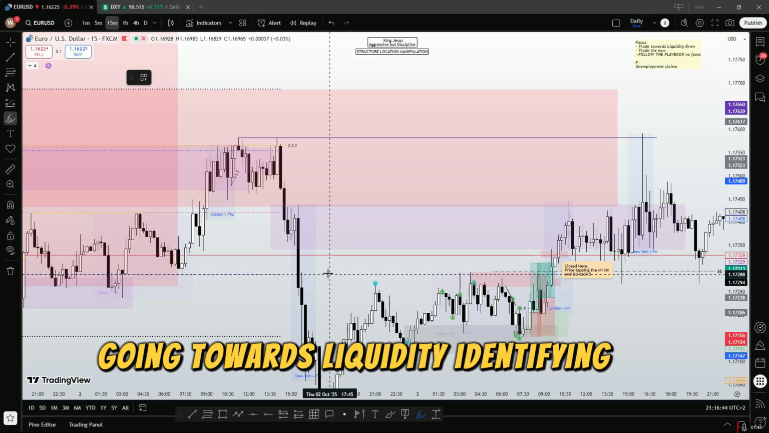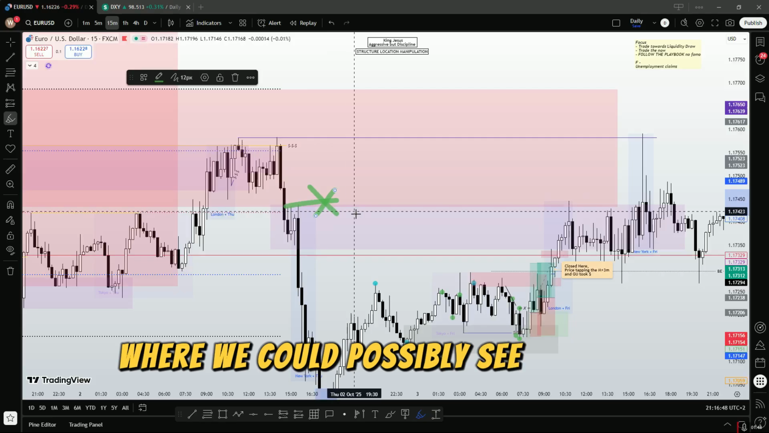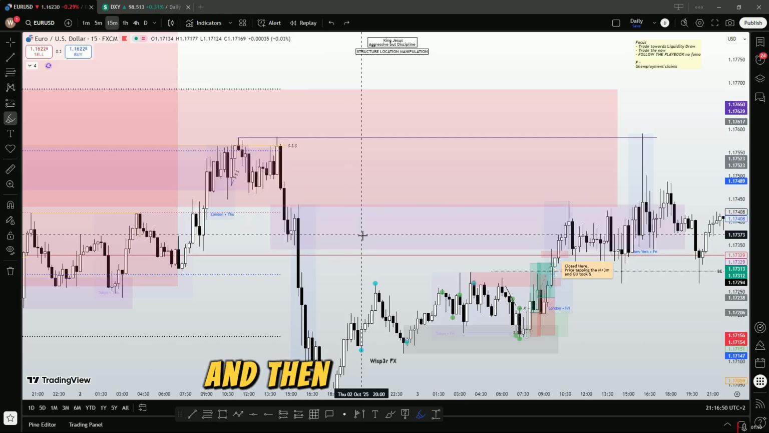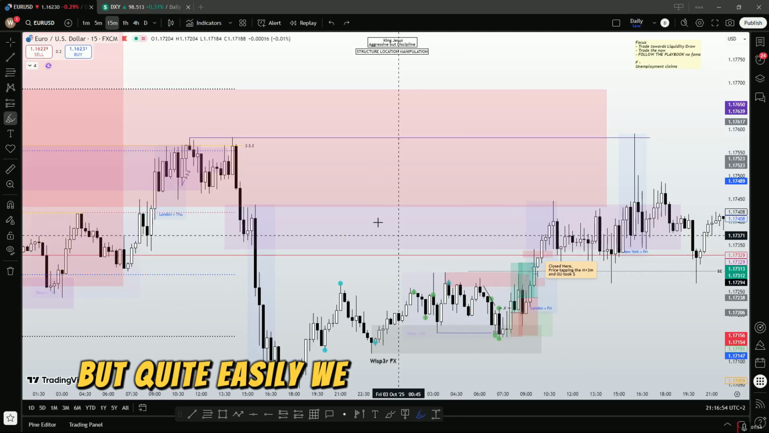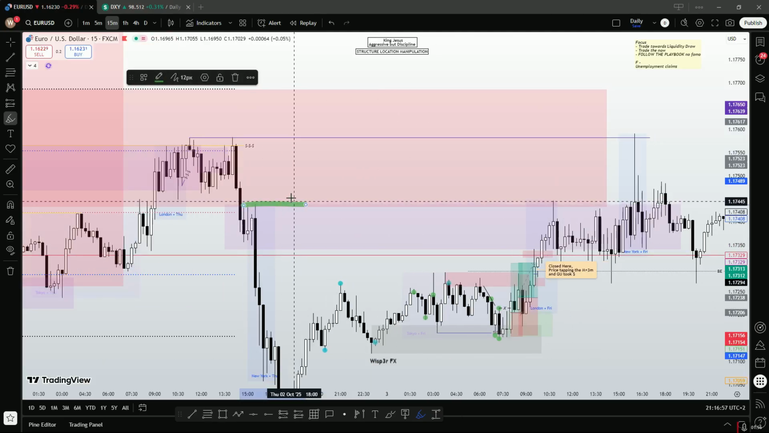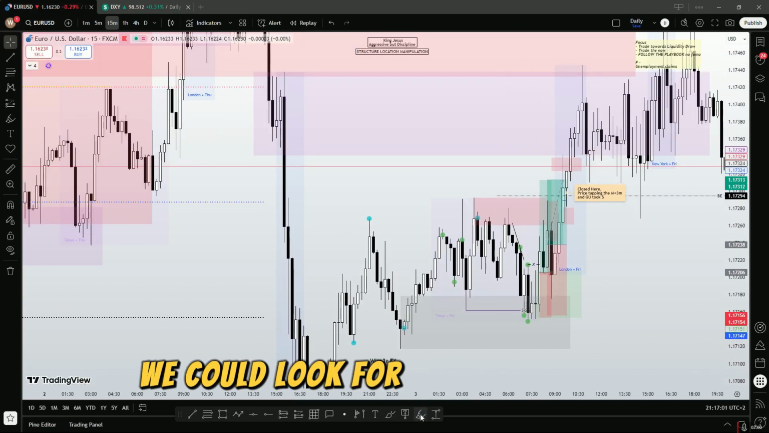liquidity, identifying the first bump where we could possibly see price to manipulate, and then the second area where price could possibly manipulate, but quite easily we're targeting the first high. So I know up until that high on top we could look for a buy narrative.